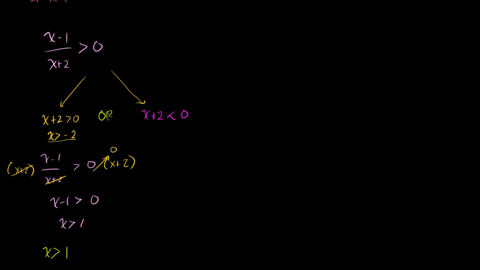The other situation is x plus 2 being less than 0. If x plus 2 is less than 0, that's equivalent to saying that x is less than minus 2. You just subtract 2 from both sides. Now, if x plus 2 is less than 0, what we'll have to do when we multiply both sides, let's do that. We have x minus 1 over x plus 2, we have some inequality, and then we have a 0.